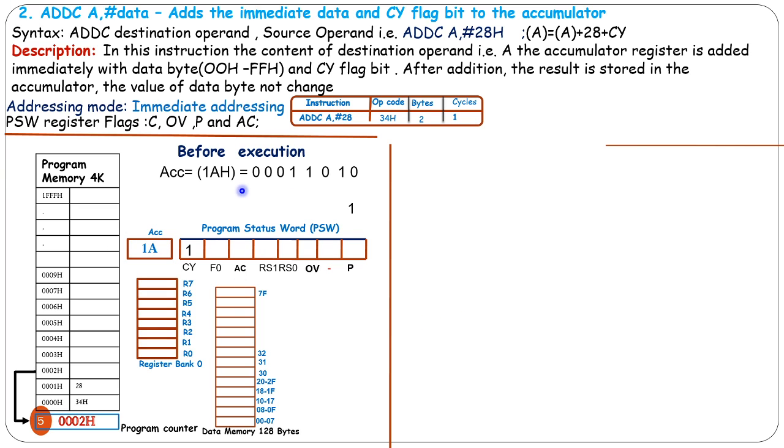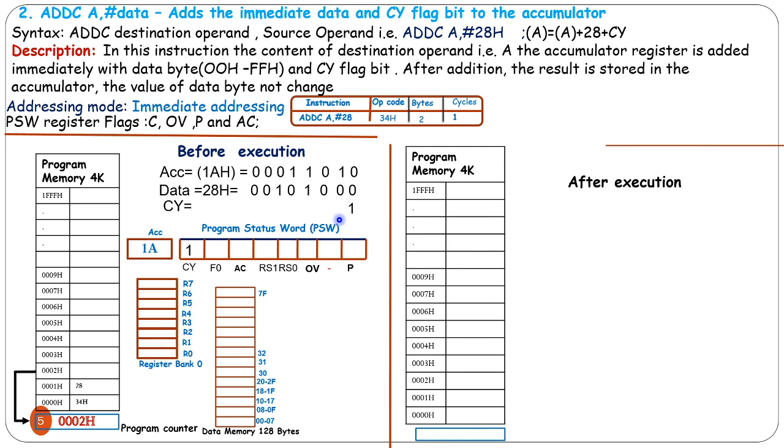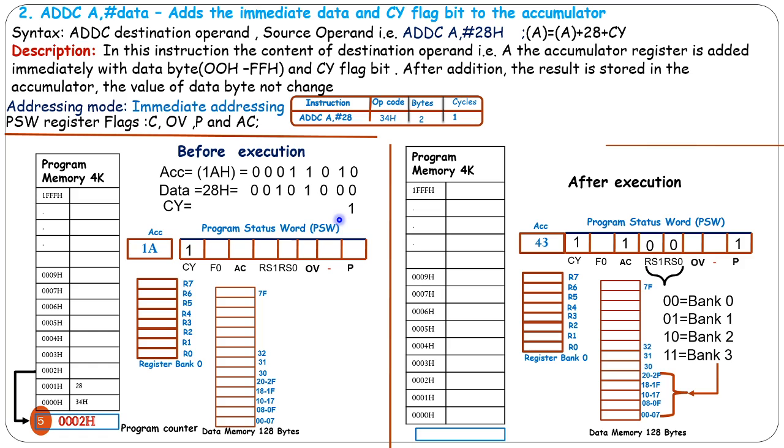So the content of the accumulator, let us suppose 1AH, and the content of data byte 28H, are added with the carry flag. The carry flag will be 1 here, so 1 is added. So before execution it is like this. After execution, the program counter will not change, these registers do not change, only the accumulator value gets changed.